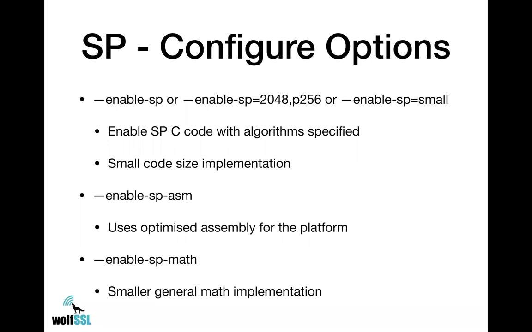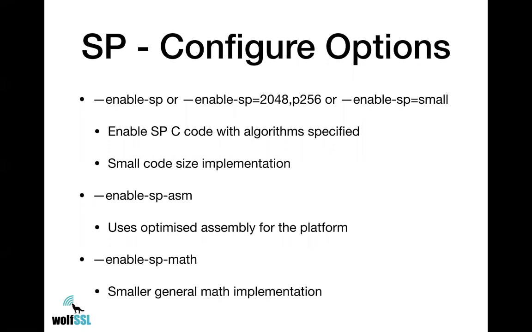So how do you configure SP? There's lots of ways to dice this, to cut this up into different pieces so that you can get exactly what you need. So the simplest thing is just to enable SP, and that will give you all of the implementations, 2048, 3072, P256, everything that you could use, I should say. Or you can use enable SP and specify the bit sizes that you want, so that it only compiles in those particular implementations and you get smaller code.